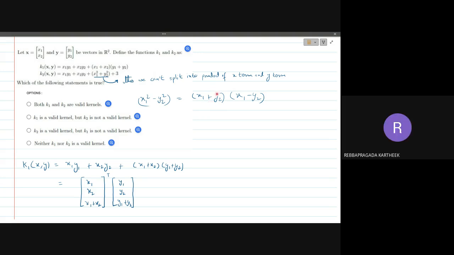So the two vectors should be split apart into solely an x vector and a y vector. Yes, correct. So the factors of each term: if you have, let's say, two factors, one should be completely made from x terms and one should be completely made from y terms. Right, right. Thank you, sir. Okay, thank you.